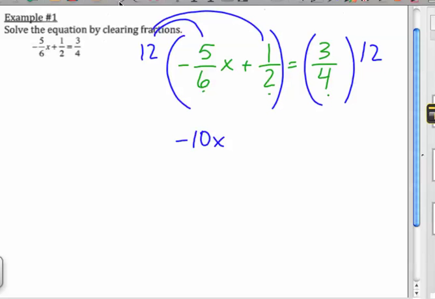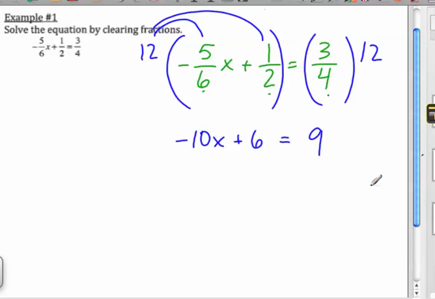Okay? What's 12 times 1/2, Cole? 6. Plus 6. Excellent. So negative 10x plus 6. What's 3/4 of 12? Well, 1/4 of 12 is 3. So what's 3/4 of 12, Armand? 1/4 of 12 is 3. So what's 3/4, Alex? 3/4 is 9.